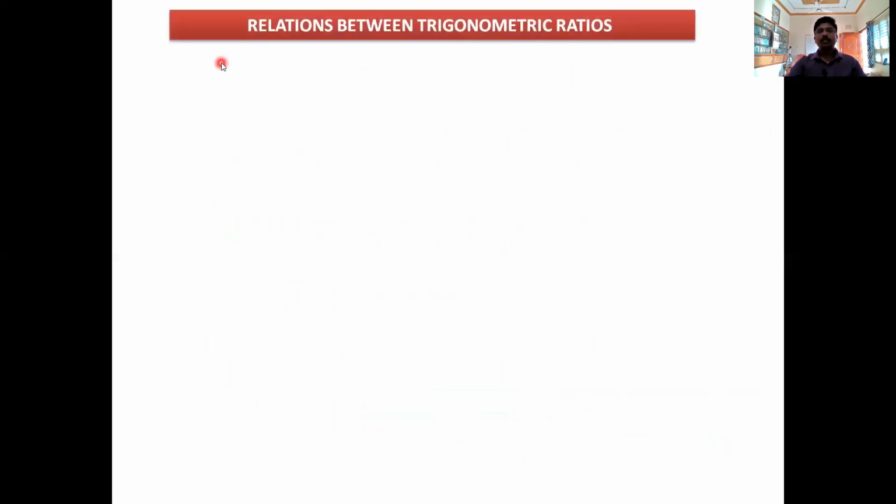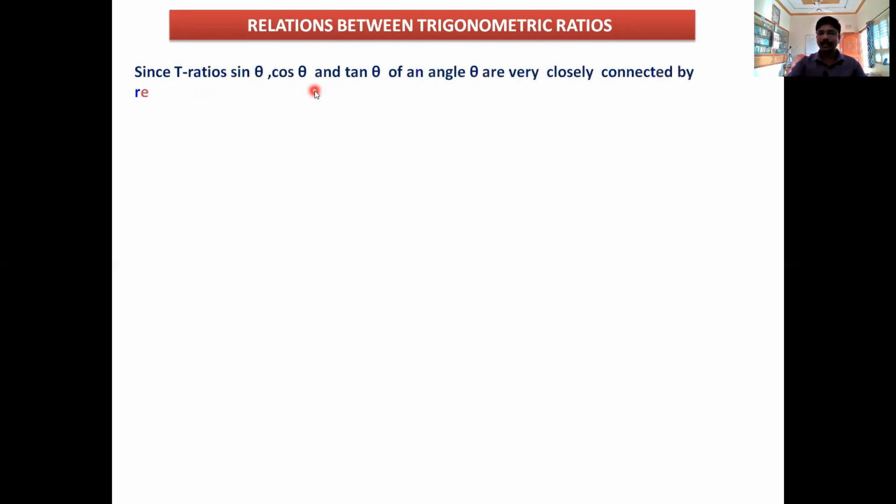Next, we will discuss relations between trigonometric ratios. First one we will discuss here. Since the trigonometric ratios sin theta, cos theta and tan theta of an angle theta are very closely connected by relation, if any one of them is known, the other two can be easily calculated.